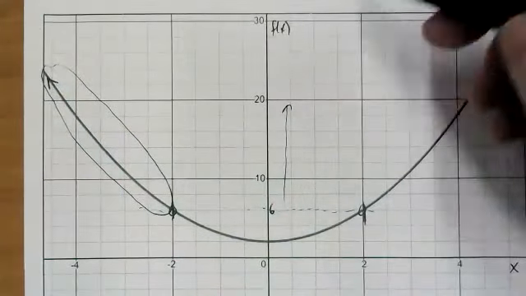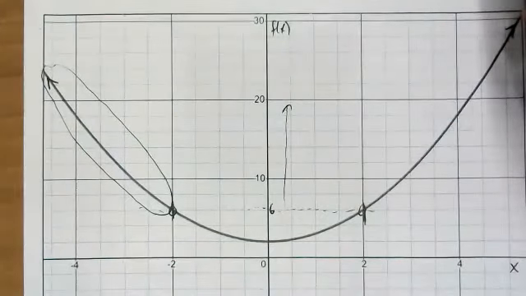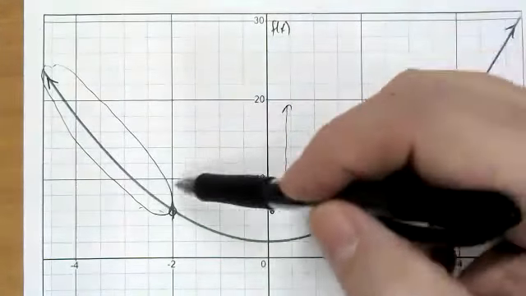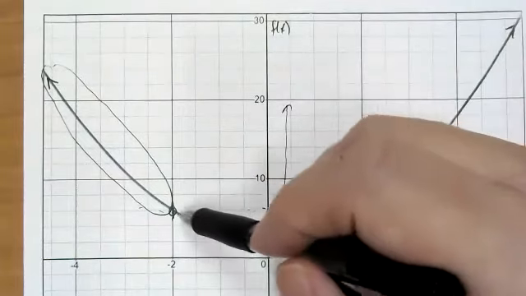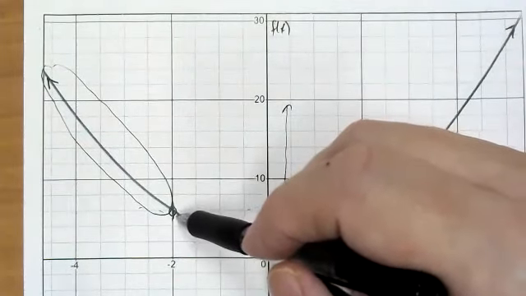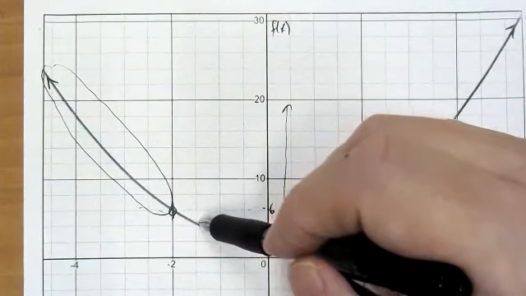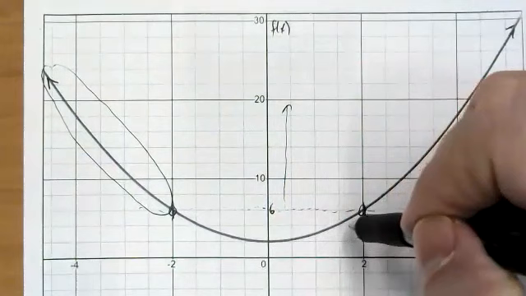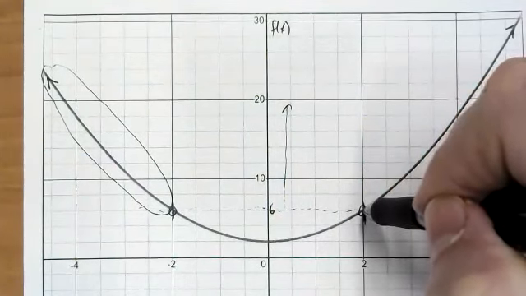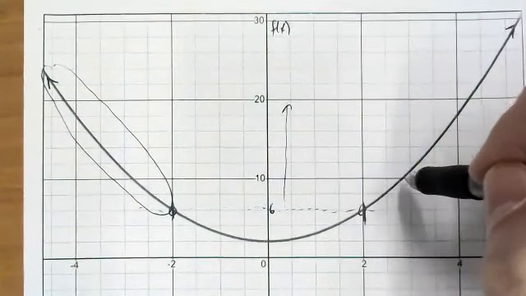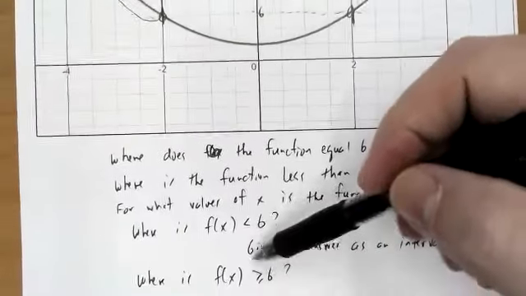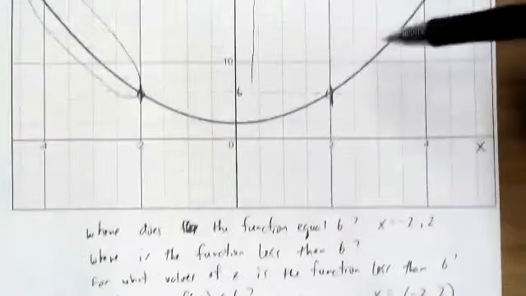So as I trace out the graph from the left here, this part of the graph is going to be my solution, because this part of the graph is when the function is greater than 6. This part of the function is less than 6, so that's not what I'm looking for. But eventually I get to here and the function gets back to 6. As I keep going, the function is once again larger than 6, and that's what they're asking me. Where is the function greater than or equal to 6?